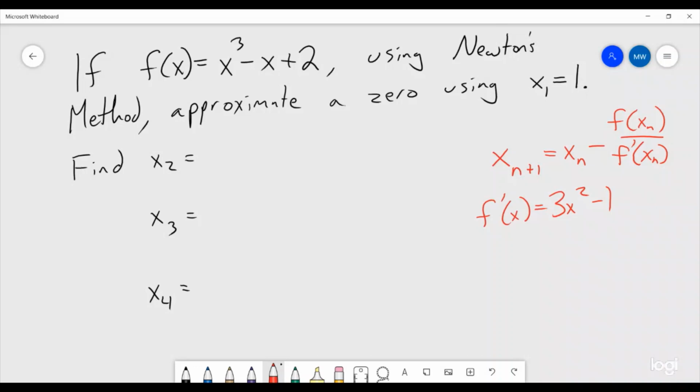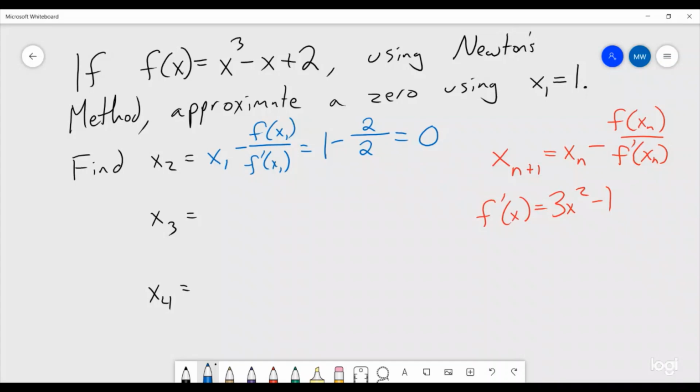Okay, so if we're going to go through and do this, x2, that's going to be x1 minus f of x1 divided by f prime of x1. That's going to be 1 minus f of 1, 1 minus 1 plus 2, that's going to be a 2, divided by f prime of 1, f prime of 1 is just 3 minus 1, so that's a 2. So x2 is going to be 0.